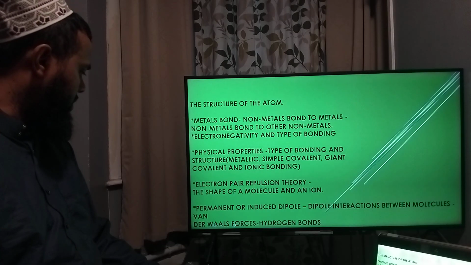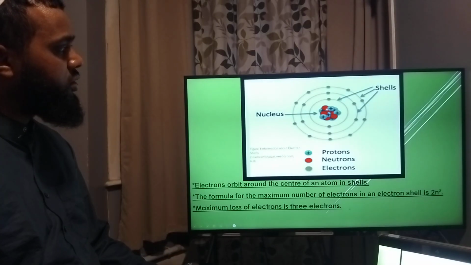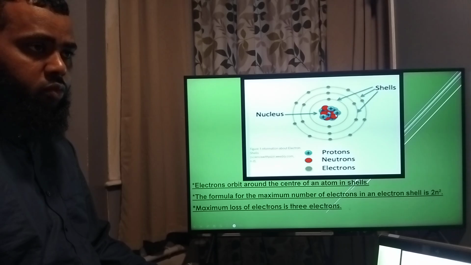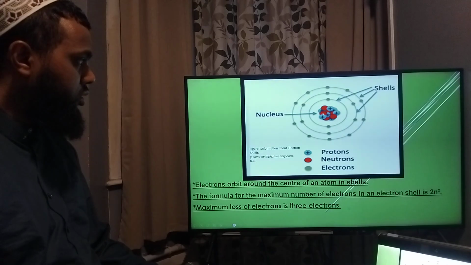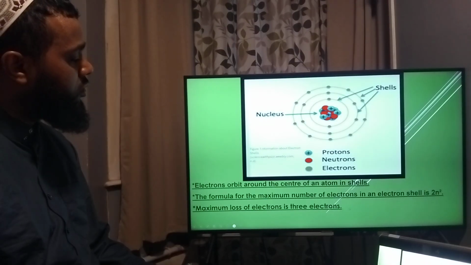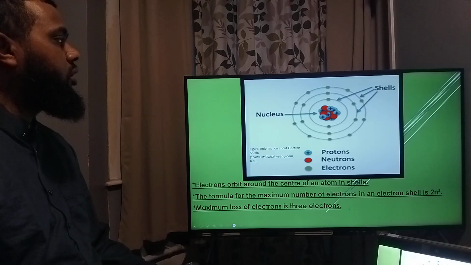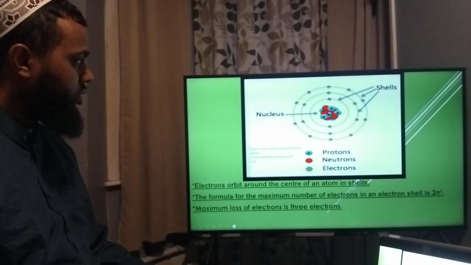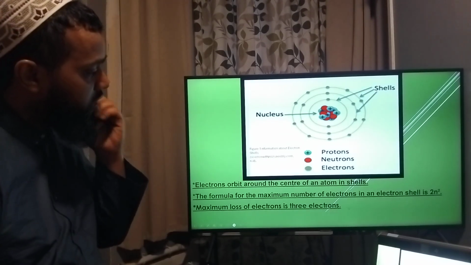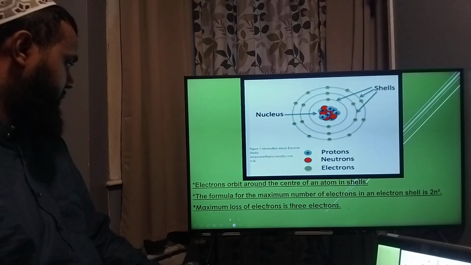First, we talk about the structure of the atom, which is that the center of the atom has protons, positively charged, and neutrons, neutral, no charge. Electrons orbit around it, and electrons have a negative charge.